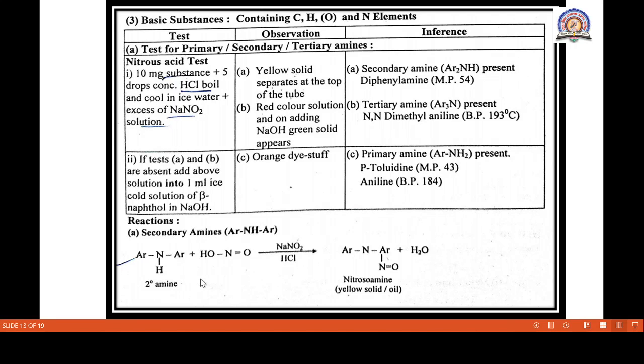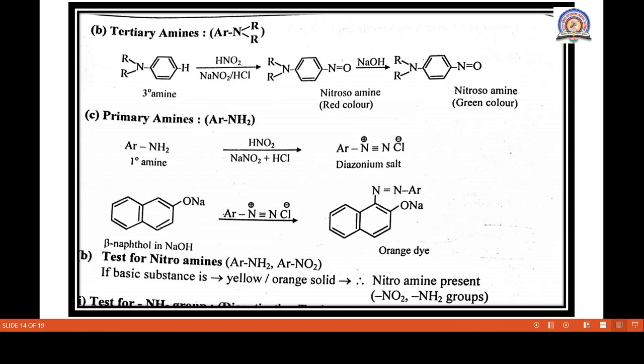This reaction happens. This is the secondary amine. It reacts with nitrous acid and we get this compound, a yellow solid or orange dye. Okay, so in this way we can find out the primary, secondary and tertiary amines. Here the reactions are given for the tertiary amine, for the primary amines, and the test for nitroamines also. If the basic substance gives a yellow or orange solid, then we conclude that nitroamines are present.